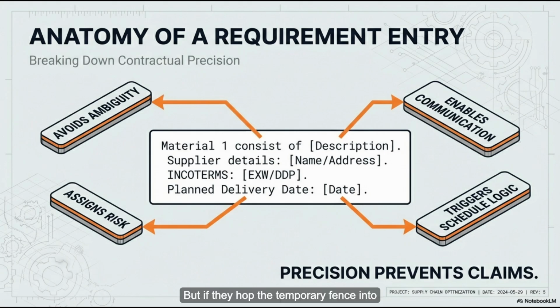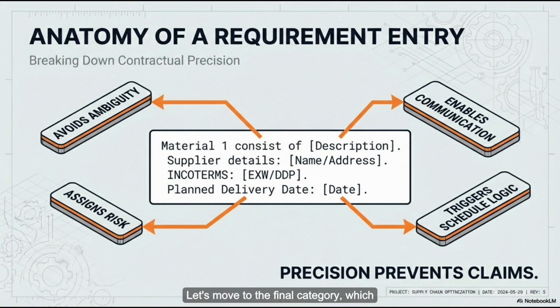But if they hop the temporary fence into your specific zone, it's on you. This line item in the contract settles that liability before the theft even happens. It creates a firewall between responsibilities. That is what a good contract does. It anticipates the absolute worst day of the project, the day things get stolen or the day the power goes out, and decides who pays for it in advance.